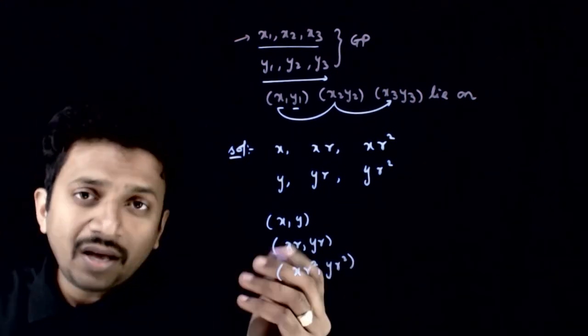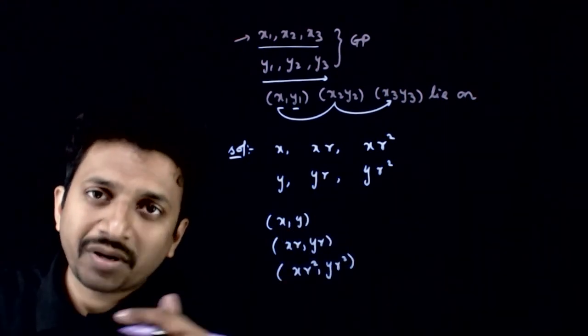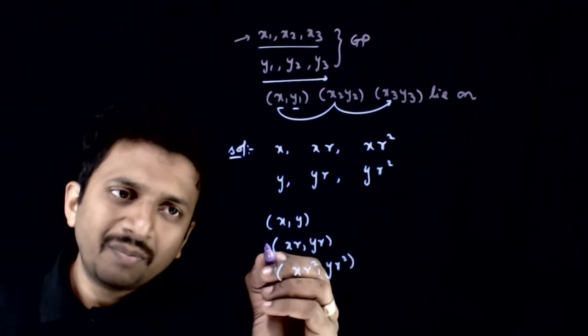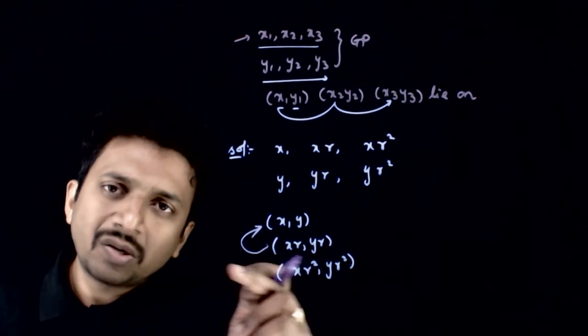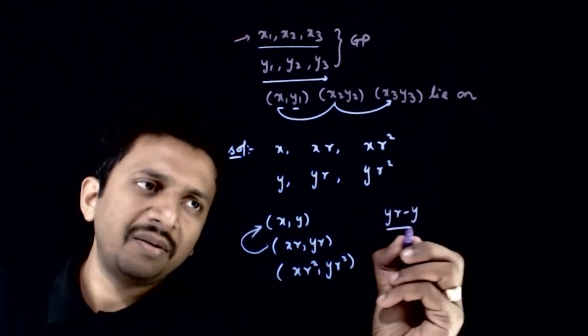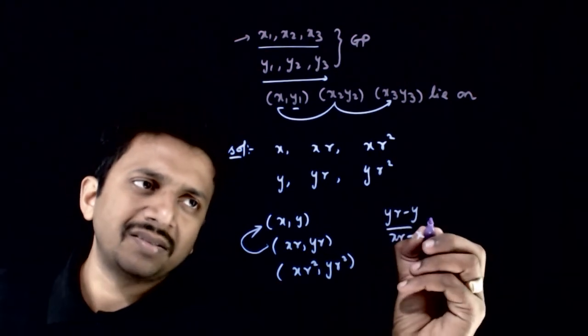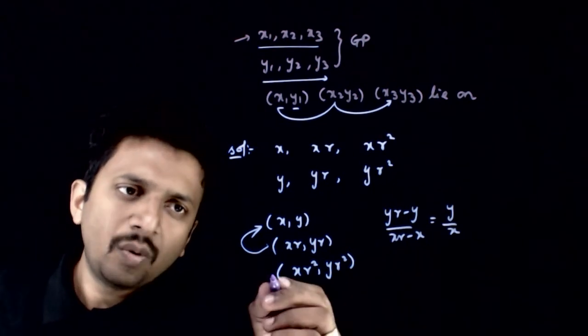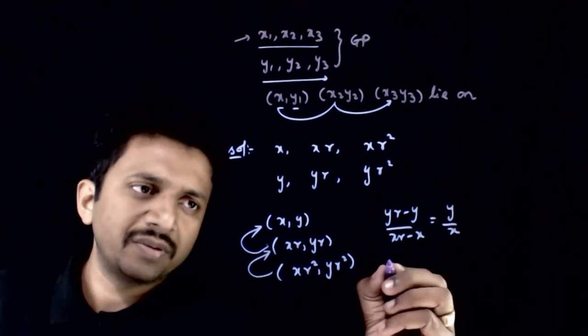Right? Now these 3 points lie on what? Again, you can very clearly see that these 3 points lie on a straight line, but let us check them. So what is the slope of the line joining these 2 points? yr minus y by xr minus x, that is equal to y by x, as r minus 1 gets cancelled. What is the slope of the line joining these 2 points?